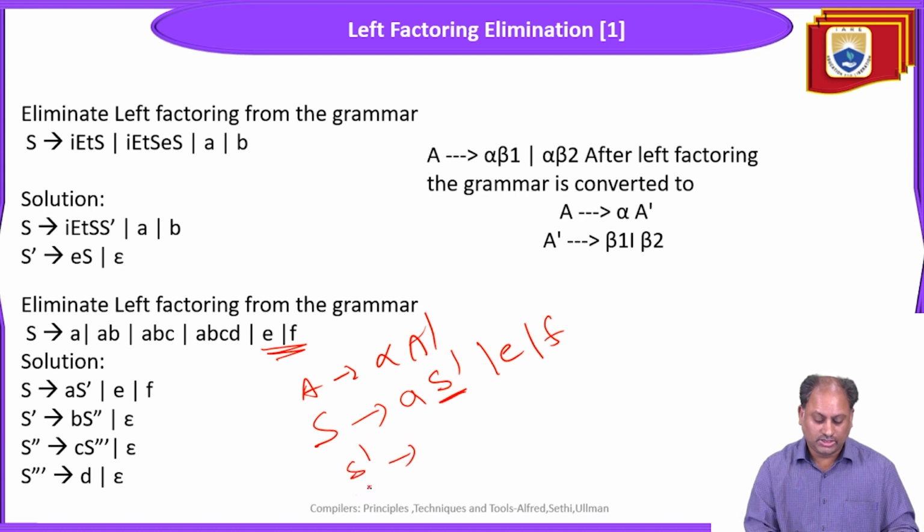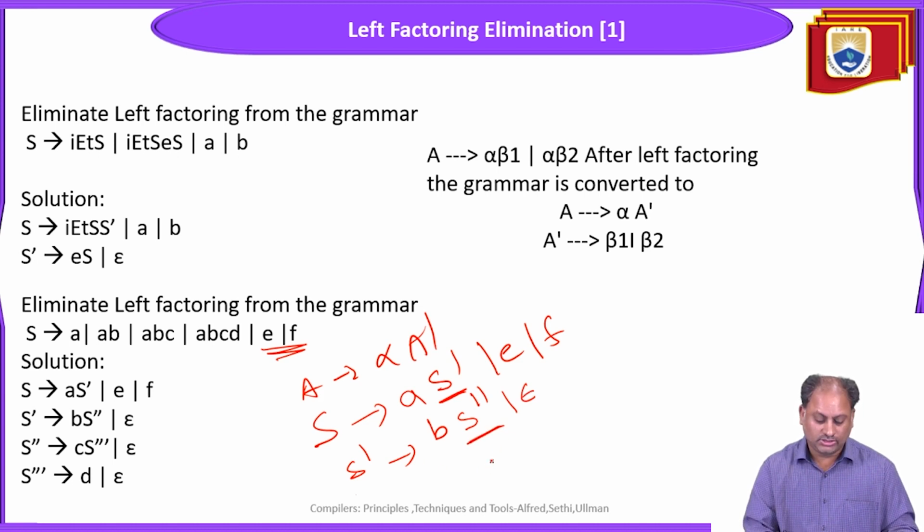What is S dash? S dash derives beta 1, beta 2. So what is beta 1 here? Beta 1 is small b. Then beta 2 is not there. Then here we have to consider S dash again. What is S dash here? S dash is double dash, and then beta 2 is epsilon. That is to be considered.